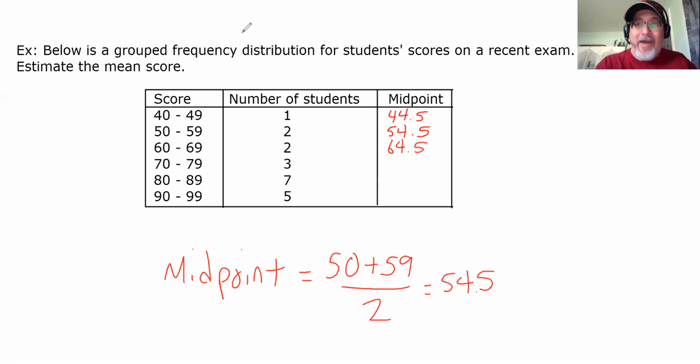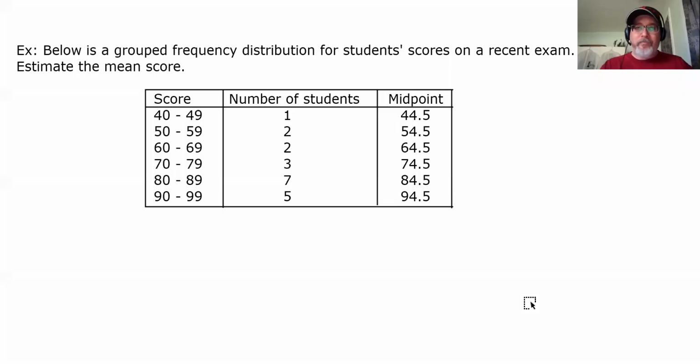The mean or the average of 60 and 69, and then 74.5, 84.5, 94.5. Let's put all of those in there a lot more cleanly. And there's all of our midpoints. Remember, these numbers represent the best guess we can make for each student's score in those given ranges, since we don't know what their exact scores are because the data was already grouped.